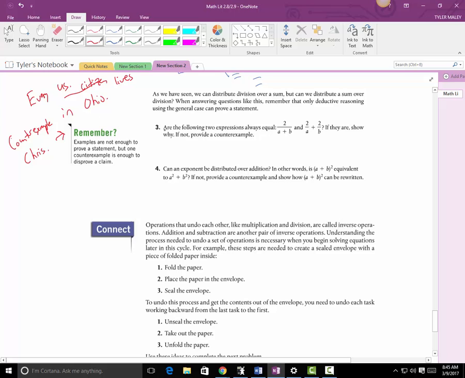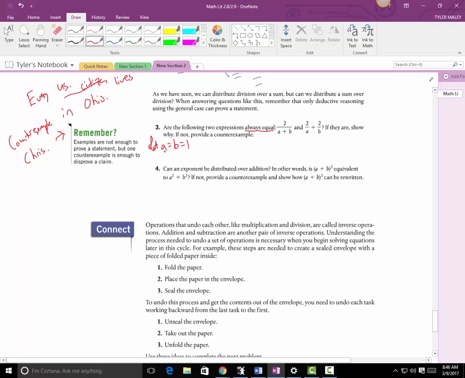So number 3 says, are the following two expressions equal? 2 over a plus b and 2 over a plus 2 over b. The key here is, are they always equal? Certainly I could plug in some values for a and b, and there are most likely some cases that would hold true for both. So I'm just going to try something easy. Let a and b both be 1, and see what happens.